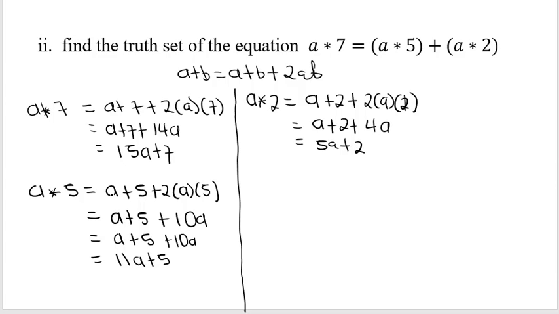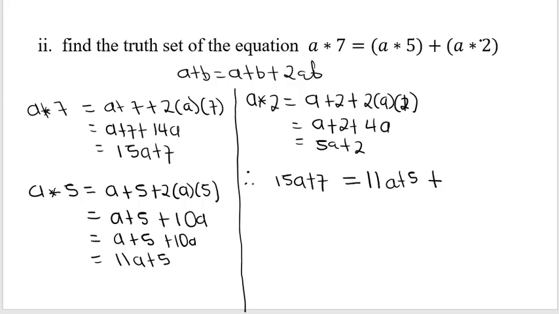So let's do the substitution. Therefore we have 15A plus 7 is equal to the 11A plus 5, plus the 5A plus 2.